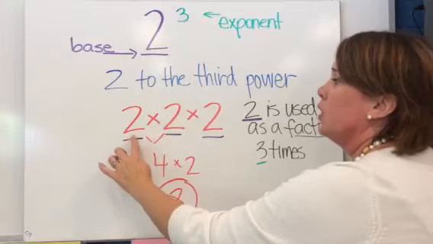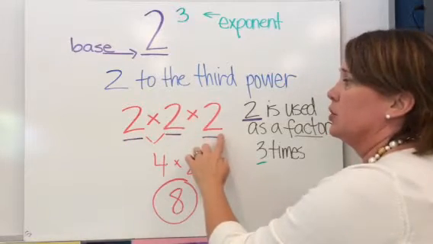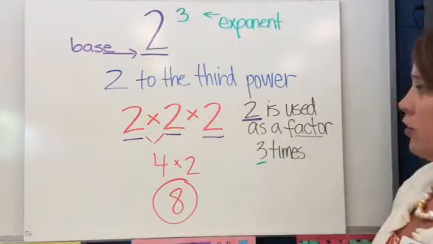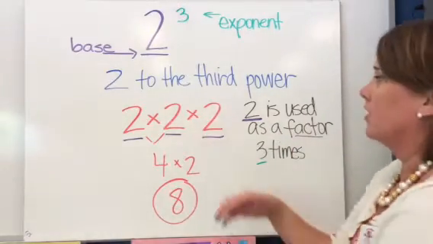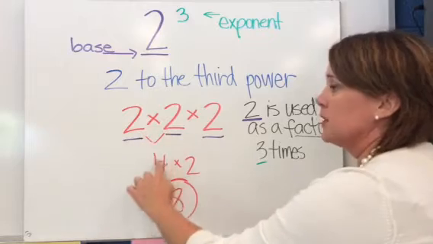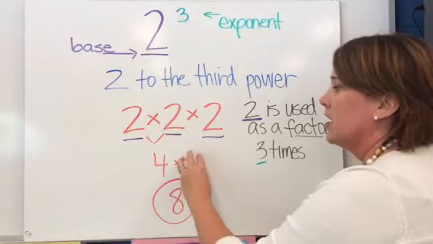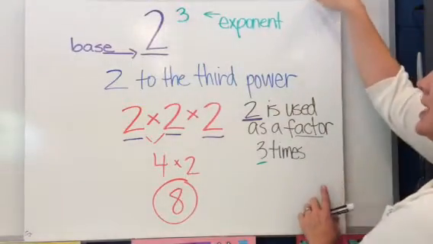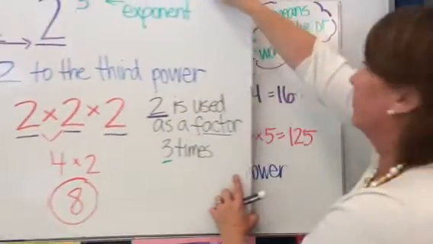So I do 2 times 2 times 2. Notice that's 3 2's. 2 is used as a factor 3 times. Now be careful, it's multiplication. 2 times 2 is 4, and then 4 times 2 is 8. So 2 to the third power is equal to 8.